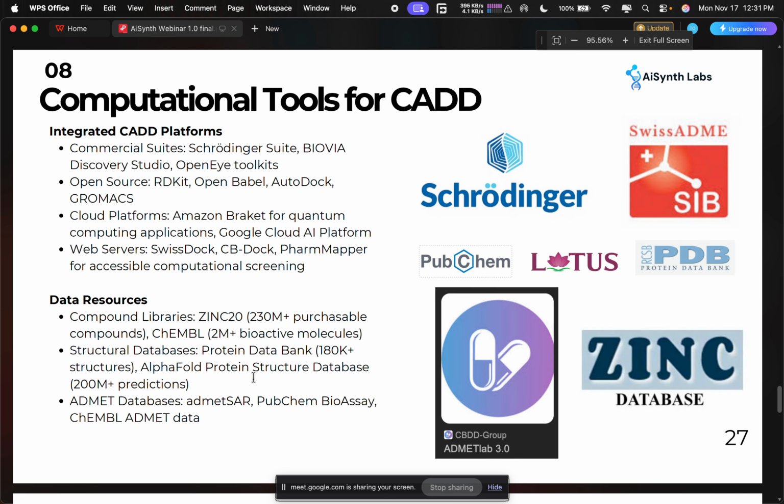So integrated platforms, like I said, commercial suites like Schrodinger. Schrodinger is a suite. And for ADMET analysis, you can use Swiss ADME or ADMET Lab 3.0. I prefer ADMET Lab 3.0 personally. And data resources where you can get your compound libraries and protein structures: you can get them from PubChem, and from Lotus. I think we discussed this earlier on. PDB, where you can get your protein, and the Zinc database, where you get drug-like molecules that you could work with.